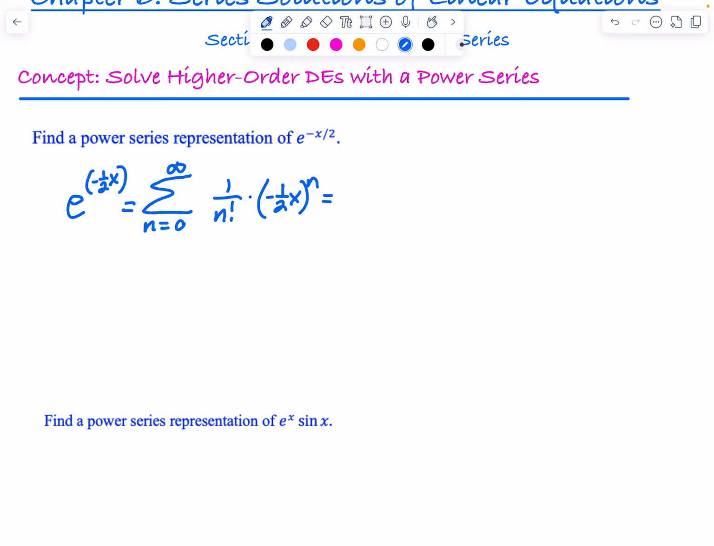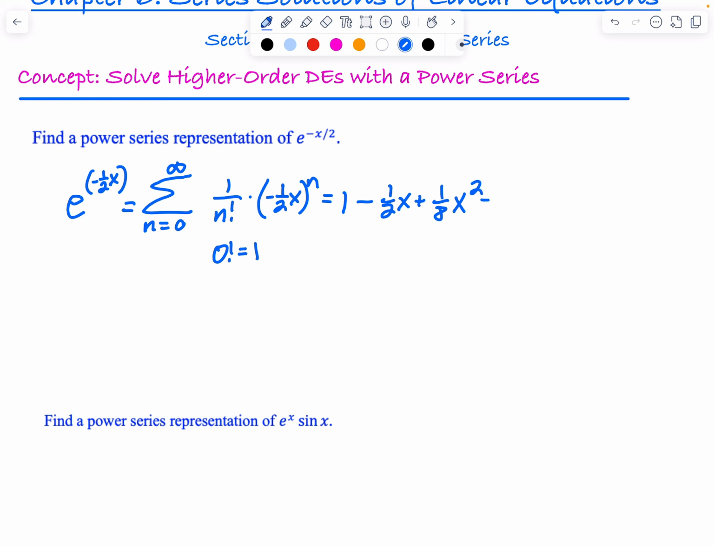All right, so if I work this out, if n is 0, remember 0 factorial is 1. And then if I plug in 0 to the other one, I'm going to get a 1. Then I add it to the next term. If I plug in 1, I get 1 over 1 factorial, which is 1. Negative 1/2 x to the first power is negative 1/2 x. If I plug in 2, I'm going to get 1 over 2 factorial, which is 1/2. But then I plug in 2 to negative 1/2 and I get 1/4, times 1/2, I get 1/8 x squared.